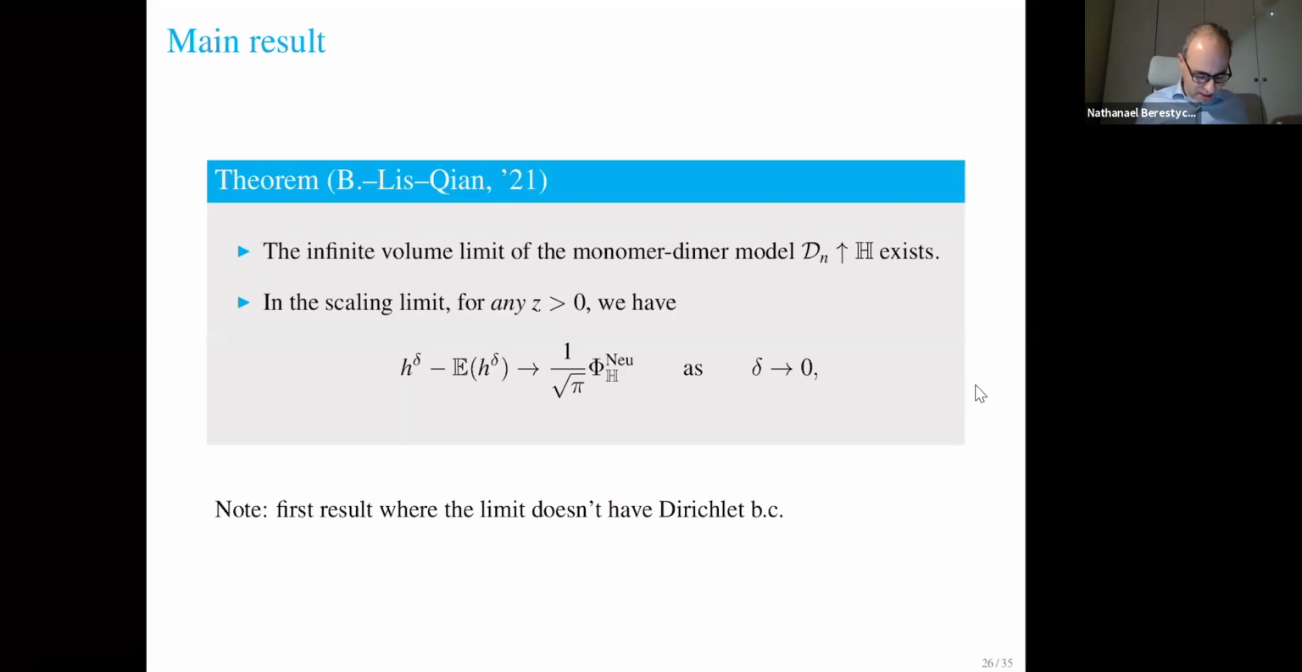And I should say that this is really the first time. The Neumann Gaussian free field is a very important object. It shows up in a lot of unrelated stories, for instance in Liouville quantum gravity. It's very important. But it's the first time that there is a discrete model where the limit is shown to, in fact, be something other than the Dirichlet Gaussian free field.